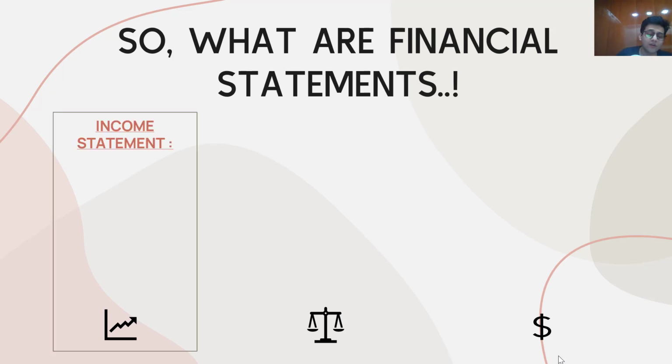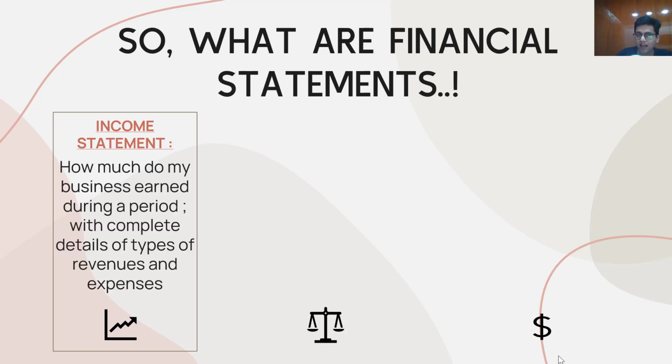Number one is what we call the income statement. Income statement, as the name suggests, shows how much my business earned during a period. We make the financial statements for a period. So, how much my business earned during, let's say, a single quarter, that is 3 months, or 6 months, or a year. Usually, income statements are prepared every quarter or sometimes annually also. So, how much did my business earn during a given period? And this income statement has complete details of the types of revenues earned and the expenses paid to earn those revenues.